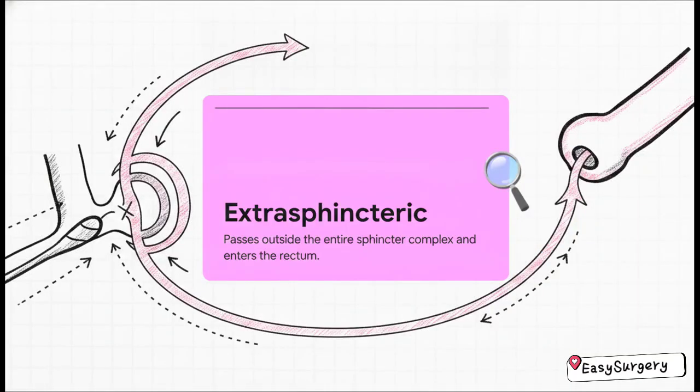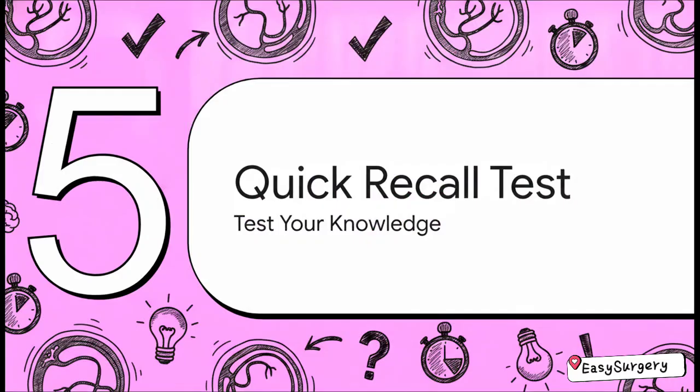Here's another sneaky trap to watch out for. An extrasphincteric fistula, or type 4, is entirely its own entity. It passes completely outside the entire sphincter complex and enters the rectum. Please do not let a multiple choice question convince you that an extrasphincteric fistula is just a really high transsphincteric fistula. It is not. It has a completely different anatomical pathway that bypasses the sphincters entirely. Finally, Section 5, quick recall test.